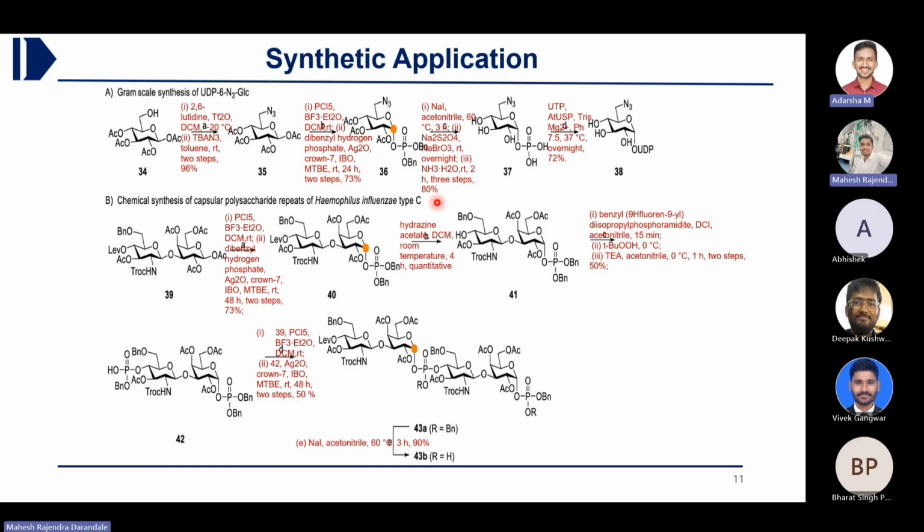So in the last step, from 37 to 38, it is like enzymatic glycosylation. This one, yes, UTP. Okay, enzymatic reaction. Okay, thank you.